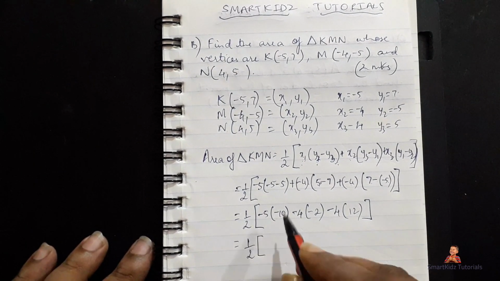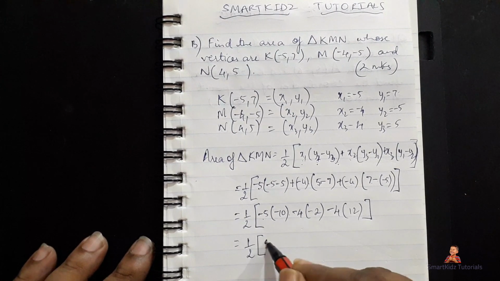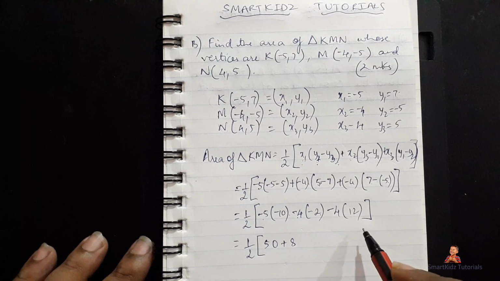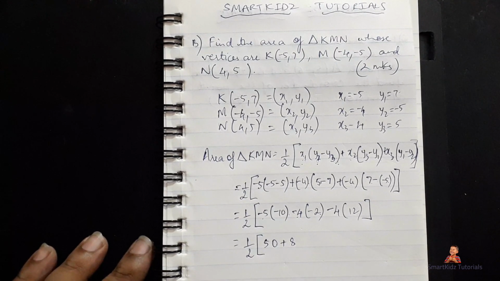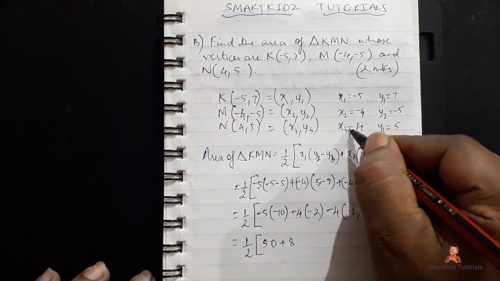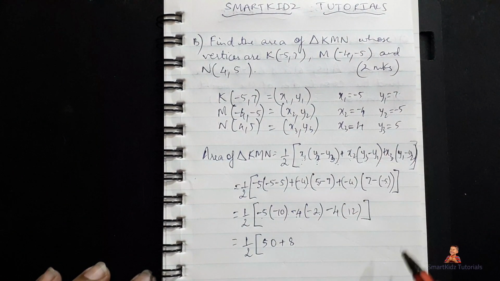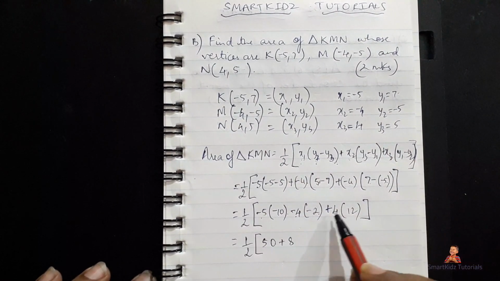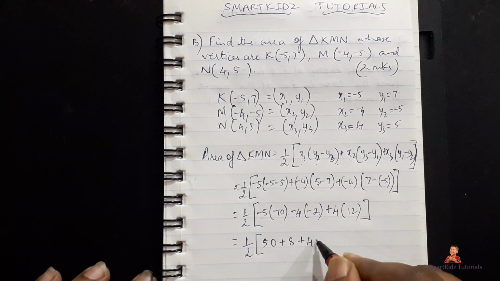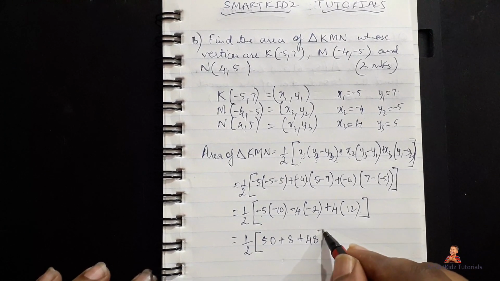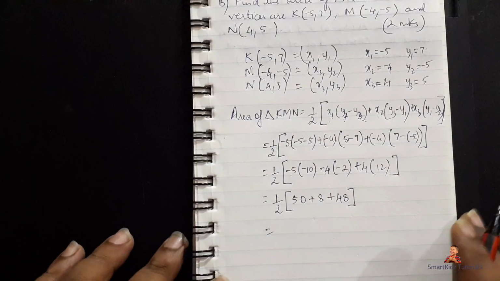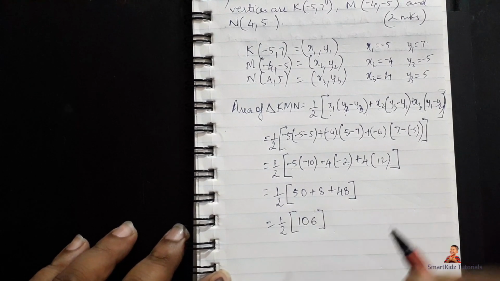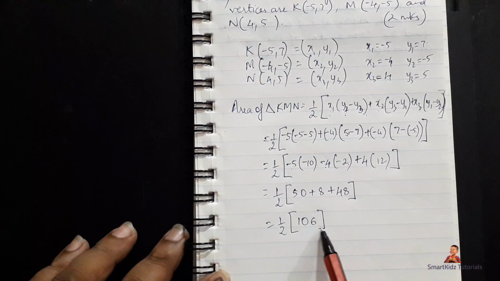Put the half out. -5 into -10 gives us positive 50. -4 into -2 gives us positive 8. And we have a small mistake, for x3 over here I have not put the equal to sign, though it is 4, not -4. So this will be positive 4. x3 is positive 4 from here. So 4 into 12 gets us positive 48. We'll close this bracket and we get half into, this will come as 106. 50 plus 8 is 58, 58 plus 48 gives us 106.